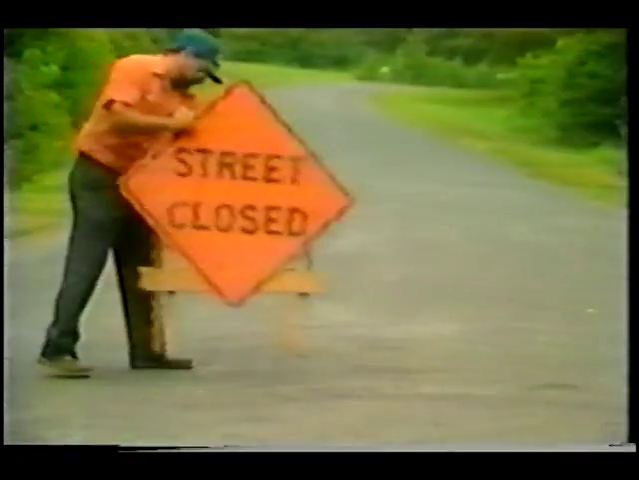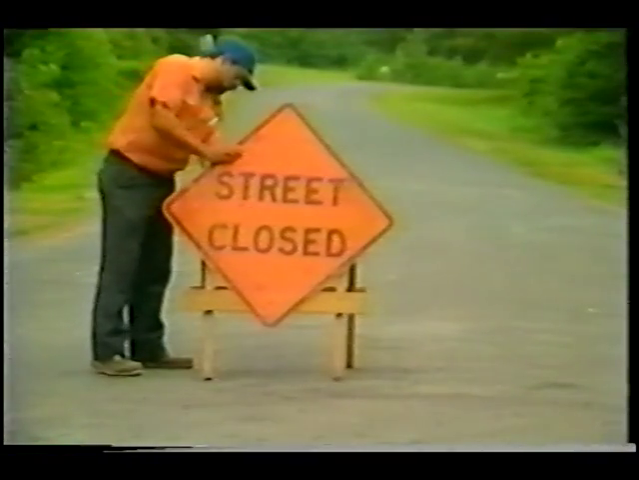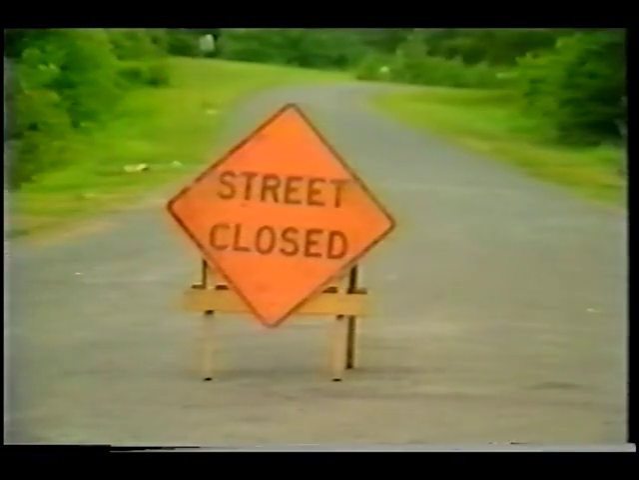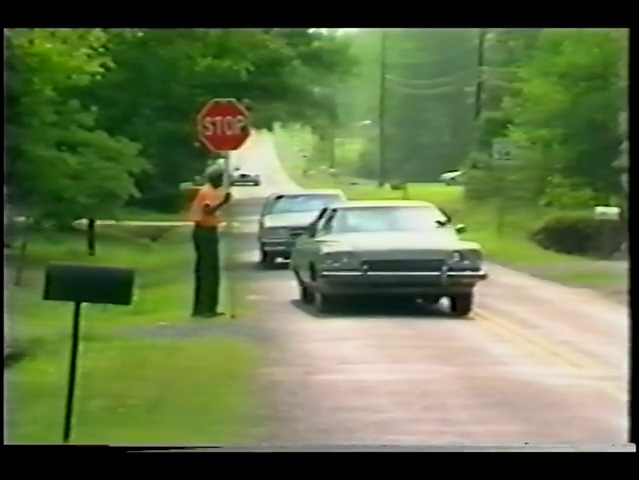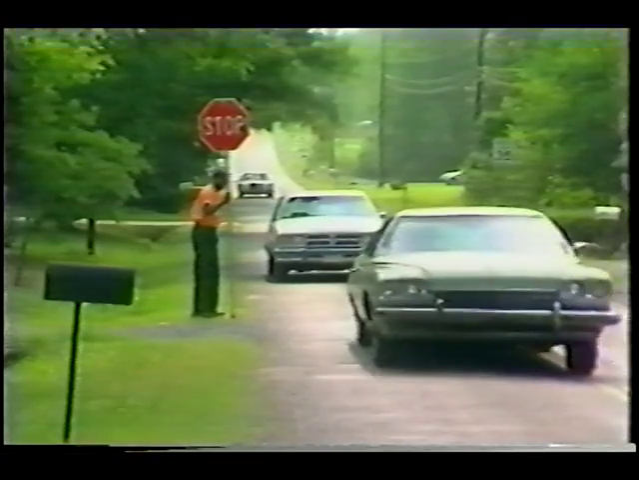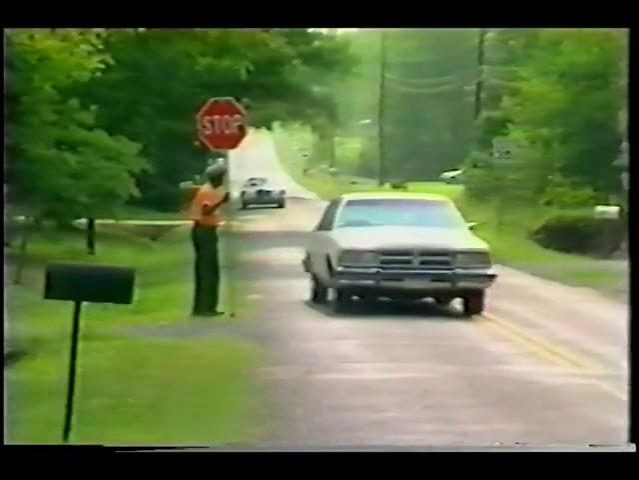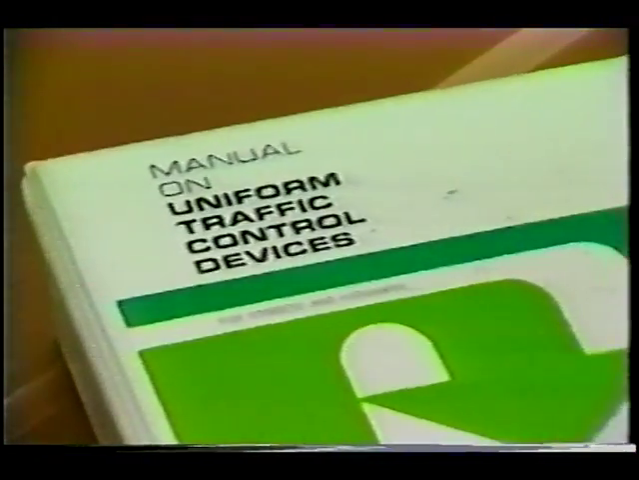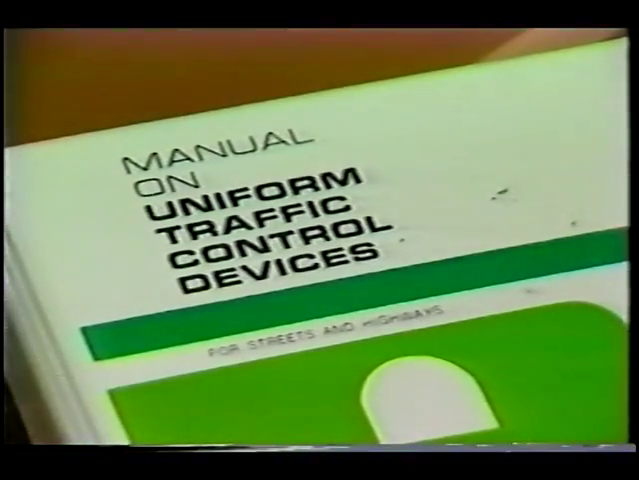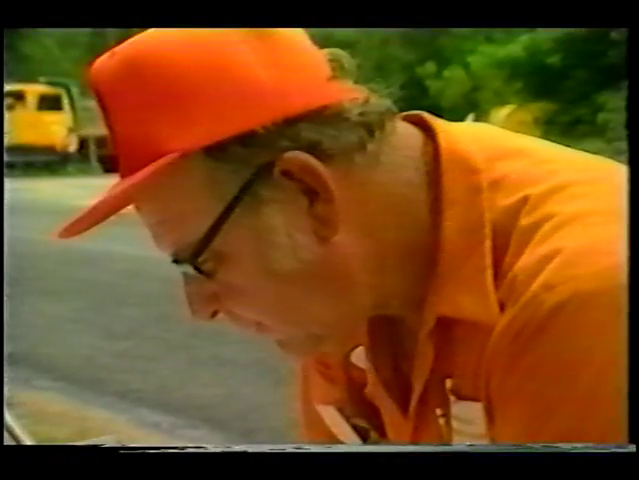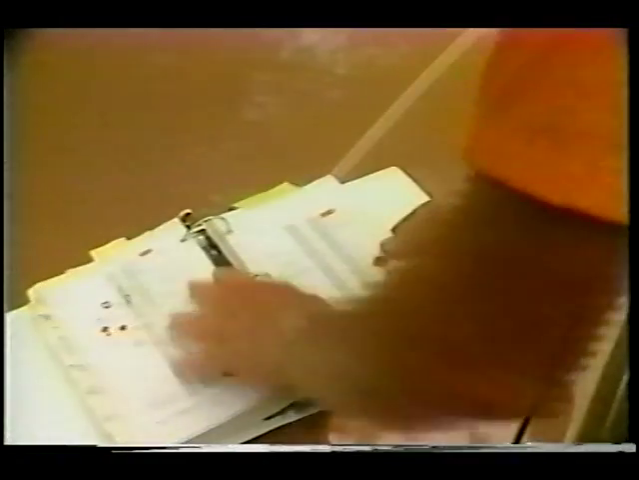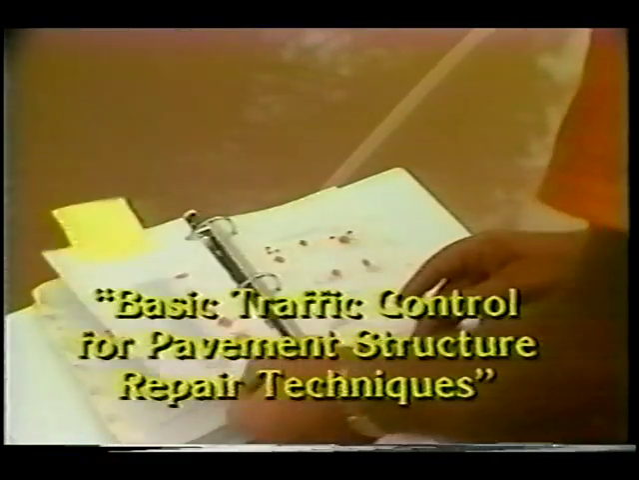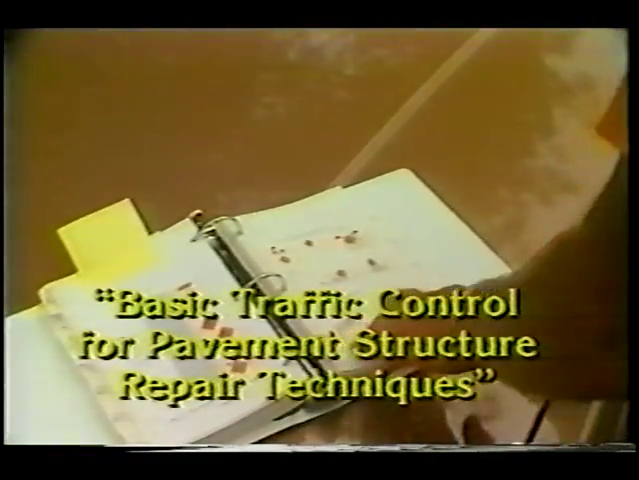Do not begin repair procedures until proper traffic control measures are in place. Proper traffic control provides a safe work site for the work crew and provides safe passage for the traveling public. Consult the MUTCD and other appropriate work zone traffic control standards and guidelines to determine the traffic control requirements for the particular maintenance activity. For more information, refer to the videotape Basic Traffic Control for Pavement Structure Repair Techniques.